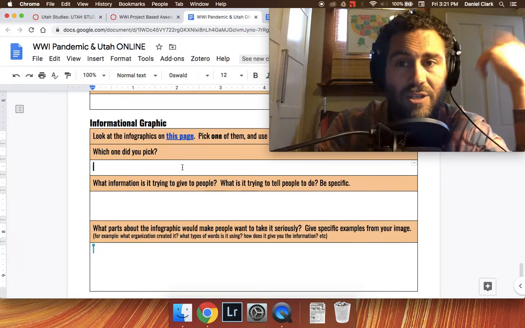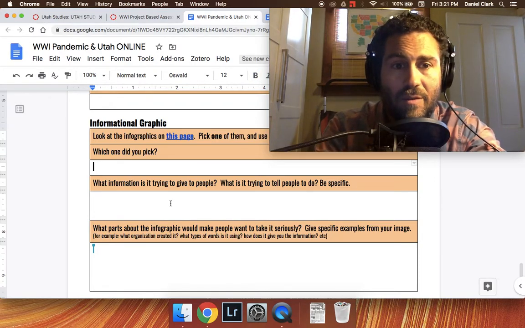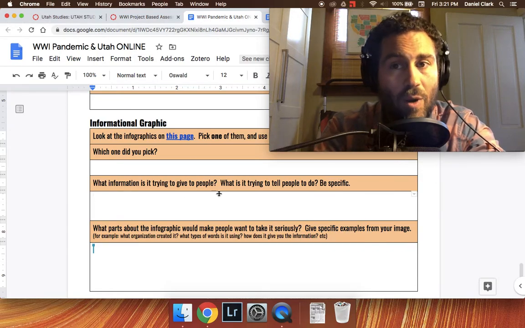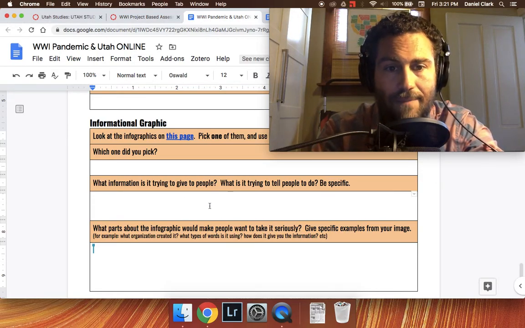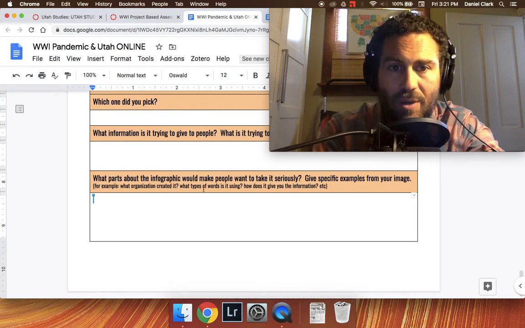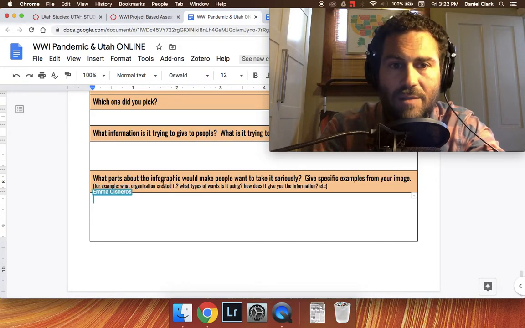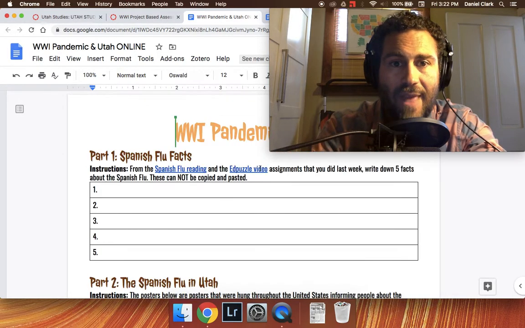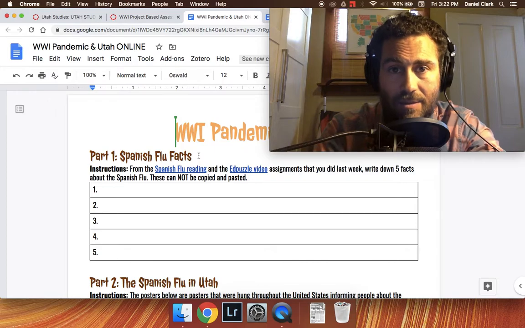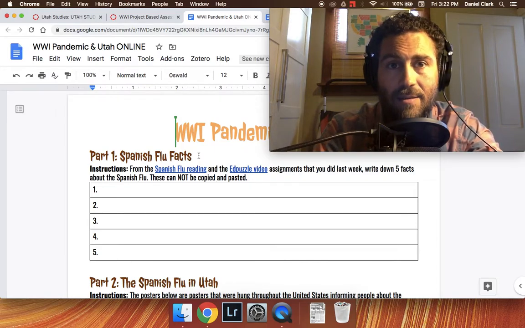Which one did you pick? Just write number 1, number 2, or number 3. It's fine. What information is it trying to give? What is that thing trying to say, right? And then lastly, what parts of the infographic would make people want to take it seriously? Give specific examples from your image. So there's some good examples down there. That is it. That is a test grade. Please take it seriously. Thank you.